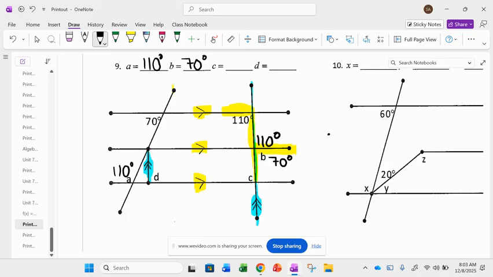So now that I know angle B, I can use angle B to find angle C. So now I'm going to use this line and this line. What have I just created? Another Z. And the angles in the Z, are they the same or do they add up to 180? The same. So this angle is 70.